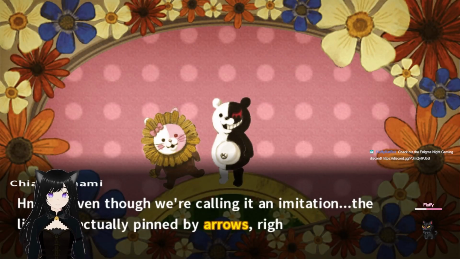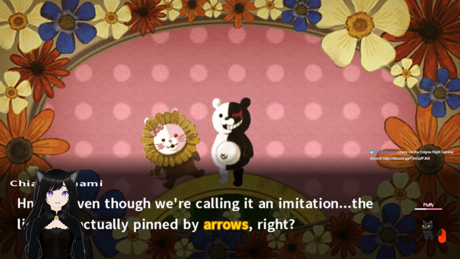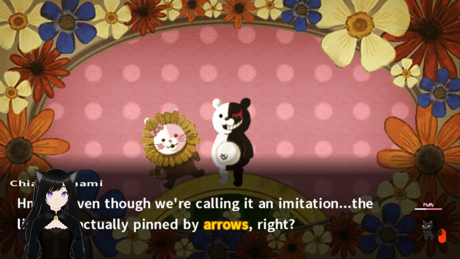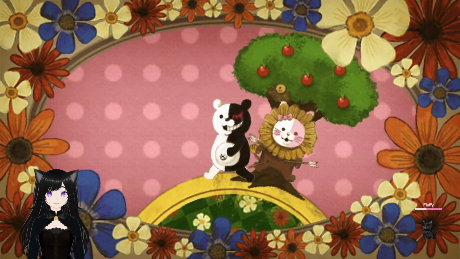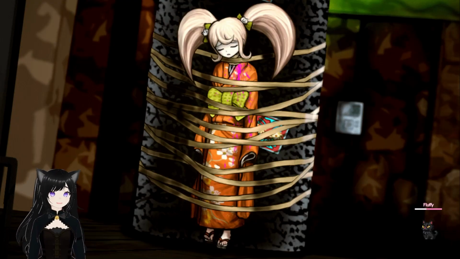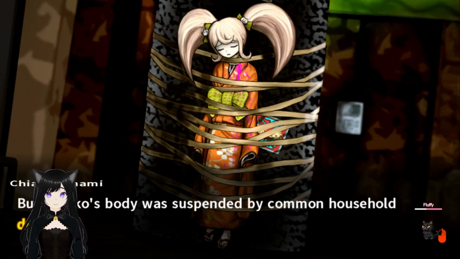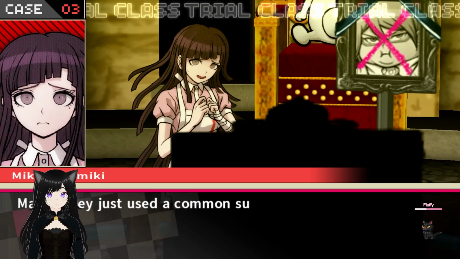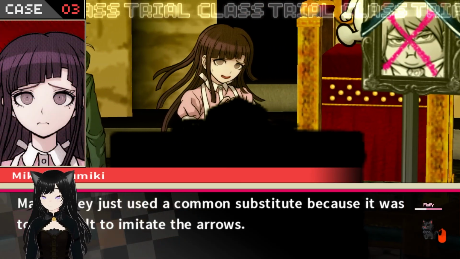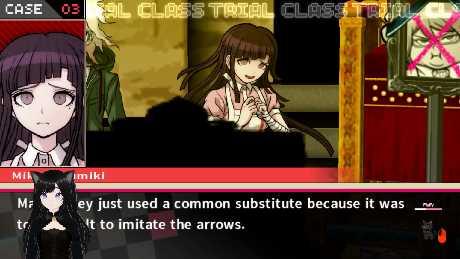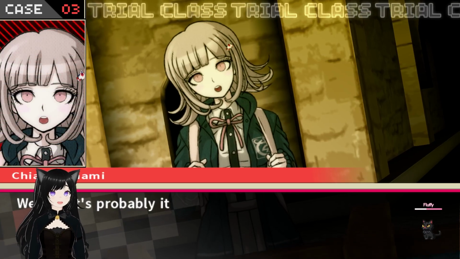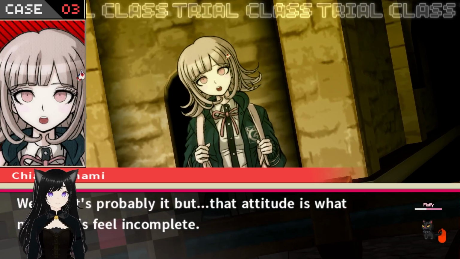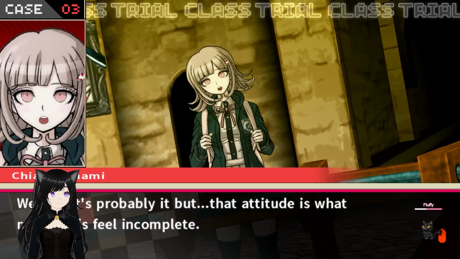Mm-hmm. Even though we're calling it an imitation, the lion was actually pinned by arrows, right? Correct. It was. That's why I didn't follow the imitation thing immediately, but Hyoko's body was suspended by common household duct tape. Exactly. Maybe they just used a common substitute because it was too difficult to imitate the arrows. Then why make it an imitation murder at all? Well, that's probably it, but that attitude is what makes this feel incomplete.